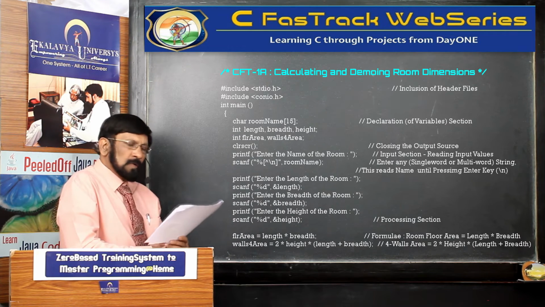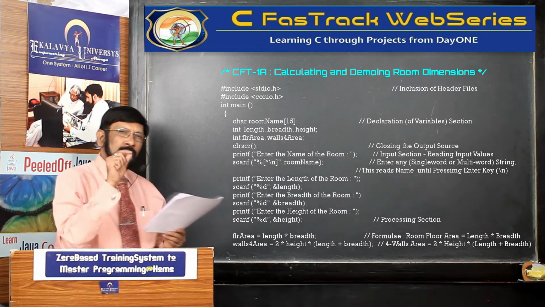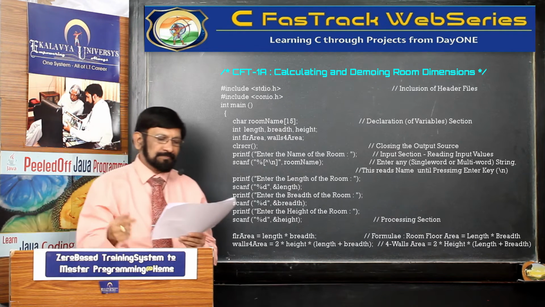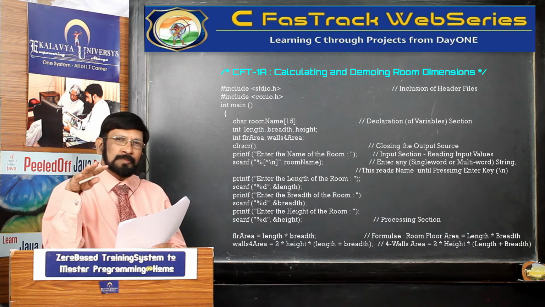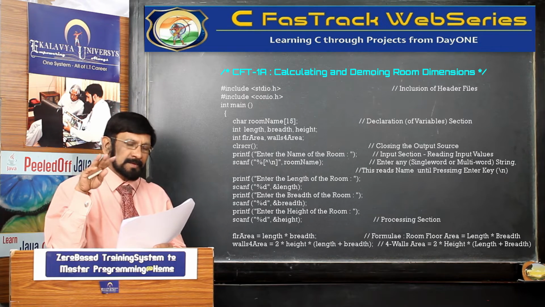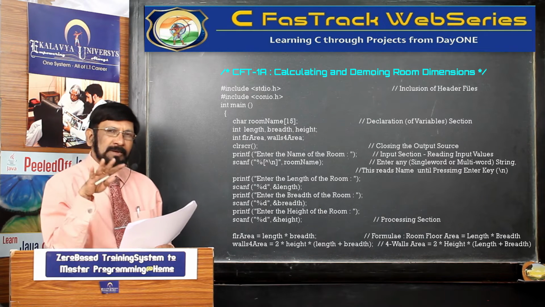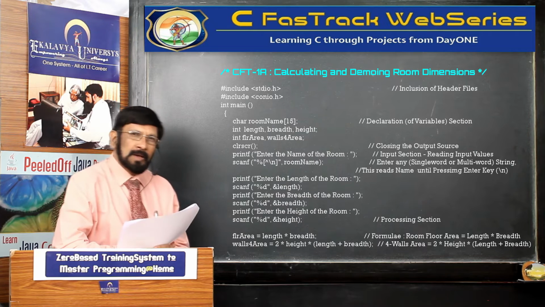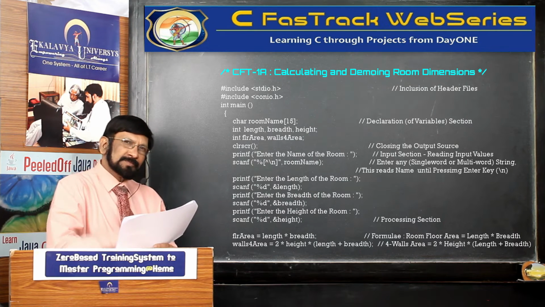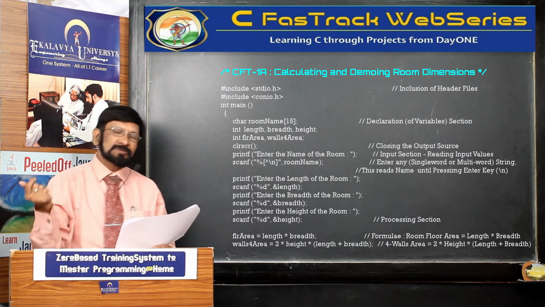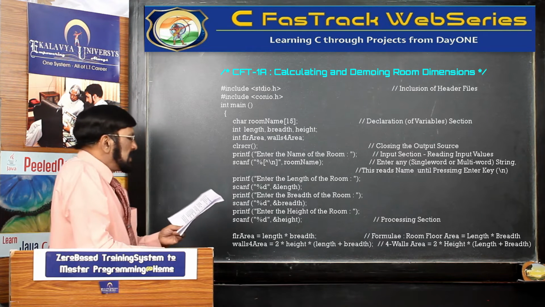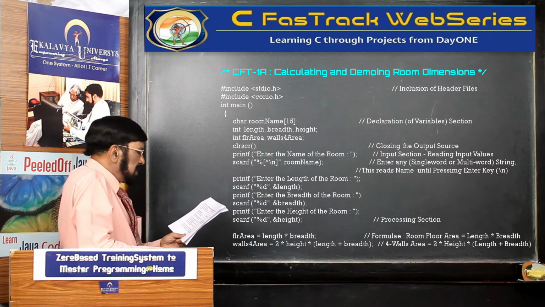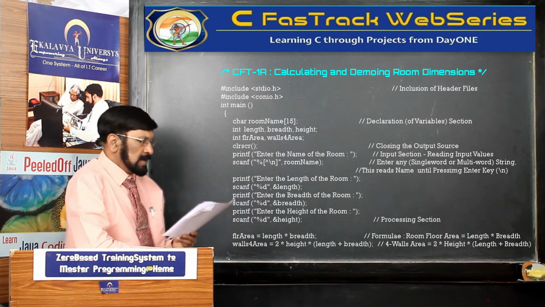Second one, four walls area. What is the formula? 2 into height into (L plus B), that is 2h(L+B). So how many values do you have to pass? Length, breadth and height. So I declare them as int. That's why int, int, int I am passing. Names are not required. Which type of value does it return? Obviously int. That's why the return type is int. Int calculate four walls area. Clearly observe that.